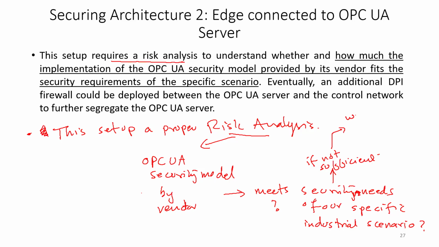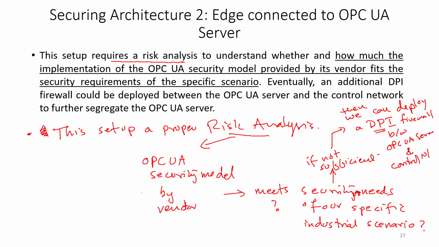we can deploy a deep packet inspection, DPI, firewall between the OPC UA server and the control network. Okay, so this ensures that even if someone manages to exploit the edge to server communication, the core control infrastructure remains protected by this extra inspection barrier.